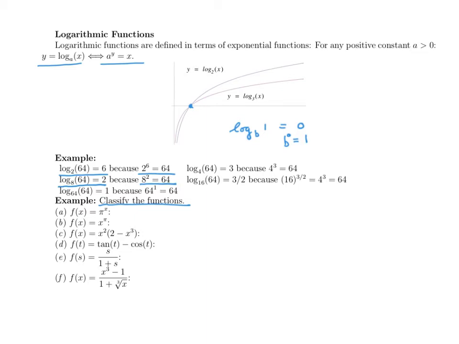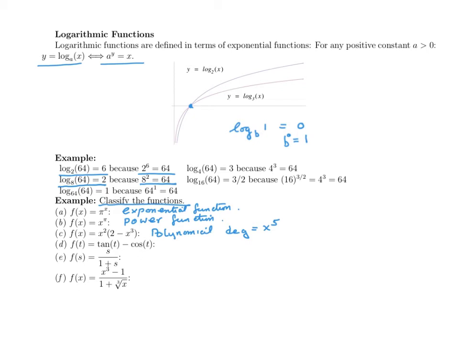So pi to the x is an exponential function. It's f of x equals a to the x with a equals pi. F of x equals x to the pi is a power function. It's x to the n with n equals pi. X squared times 2 minus x cubed is a polynomial. If I multiply the x squared and the x cubed, I get the degree of this thing. The highest power will be x to the 5.